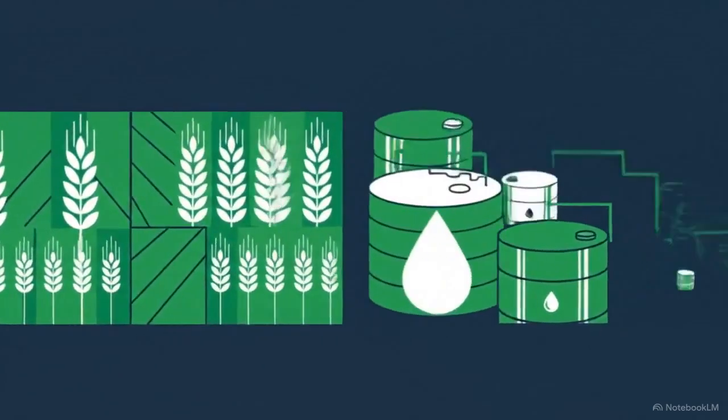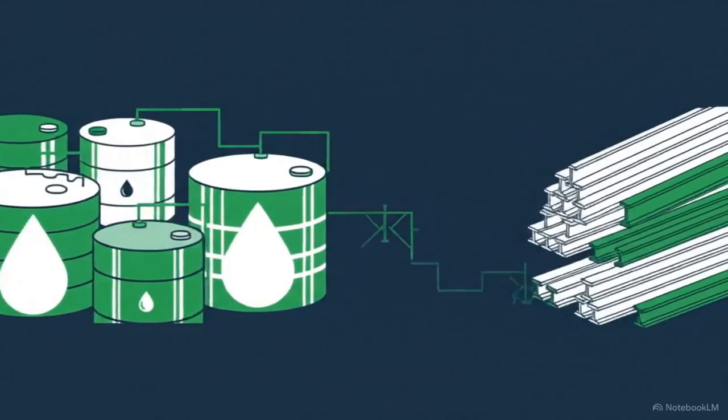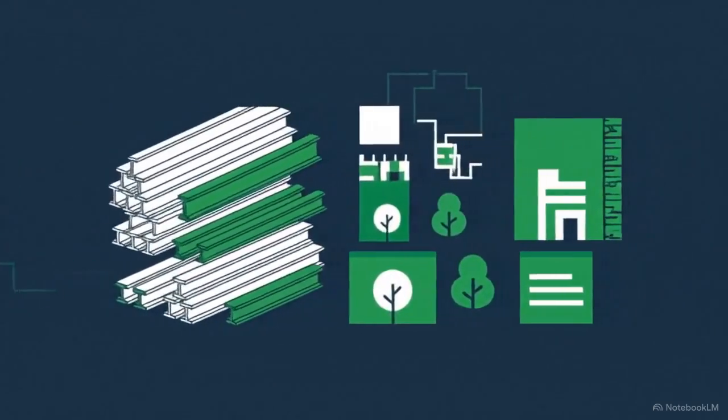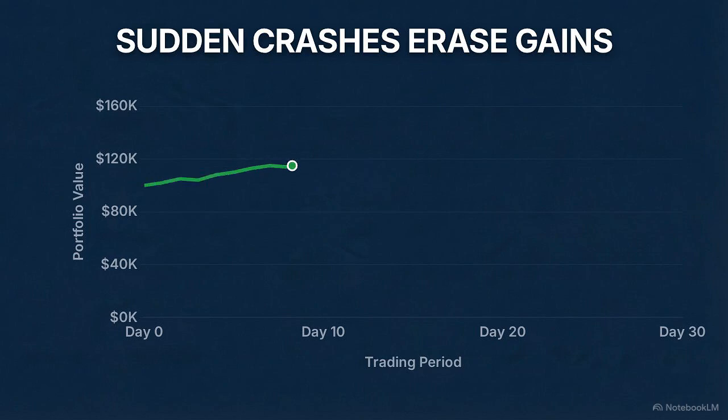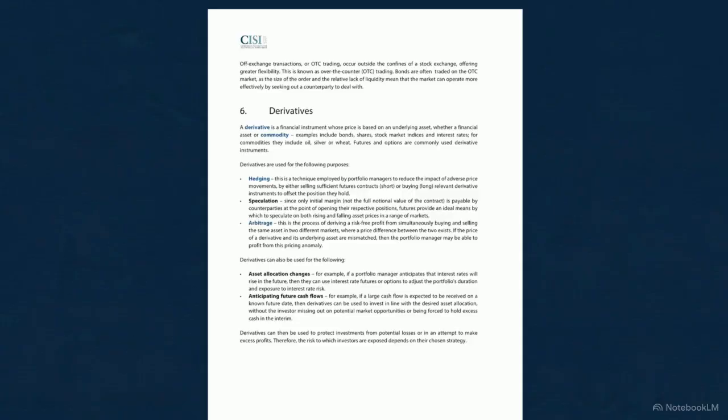The global economy relies on materials that are incredibly volatile, whether it's oil for energy, wheat for food, or raw metals for construction. Sudden price fluctuations pose an existential threat to businesses and investment portfolios alike. To manage this chaos, the financial sector uses a specific tool.